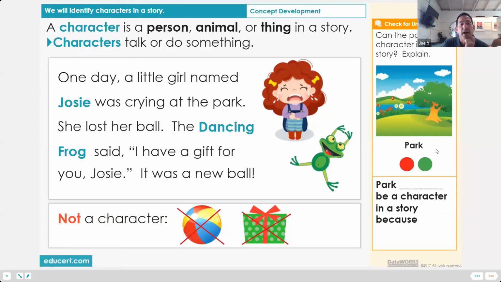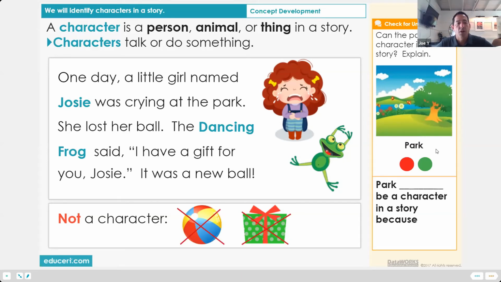But to challenge you, how can I extend you? How could it become a character? And how could that tree become a character? Well, what would it have to do? Talk. It has to talk or do something. Kind of like I just saw the Disney movie, Pocahontas, the talking tree, right? That was a character.